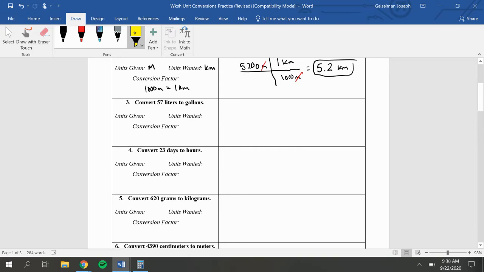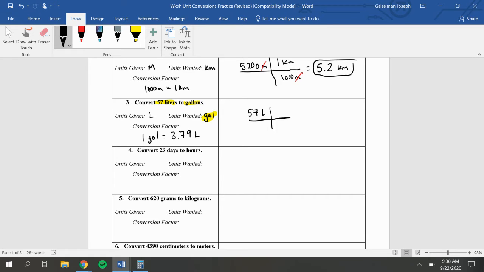Moving down, 57 liters to gallons. So we're given liters, we want gallons. It's important that when we do gallons, we use GAL, because G just stands for grams. So our conversion factor is 1 gallon equals 3.79 liters. So we start with what we're given, 57 liters.